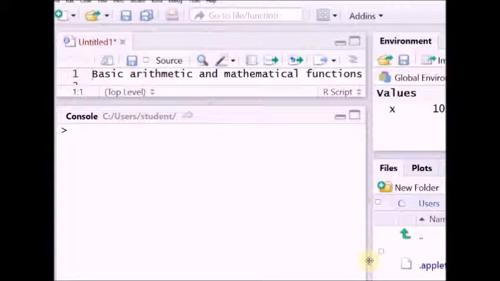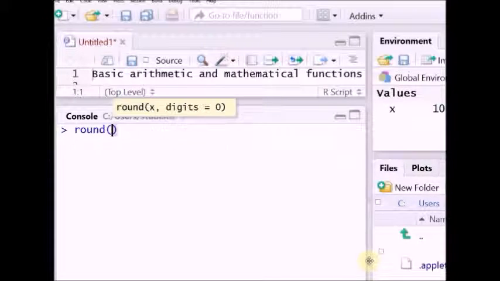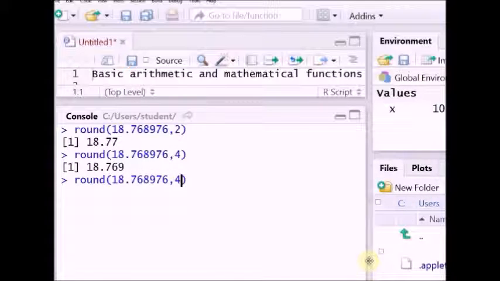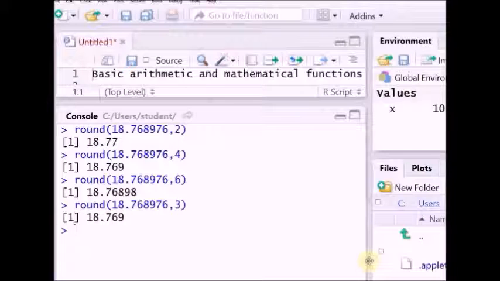Now, the rounding function. Suppose you write round of 18.768976, 2, it will return 18.77, so 2 decimal points. Similarly, if you write 6 or 3, it will work this way.